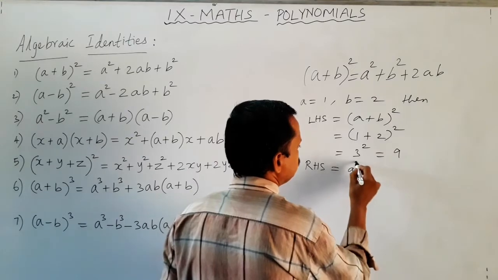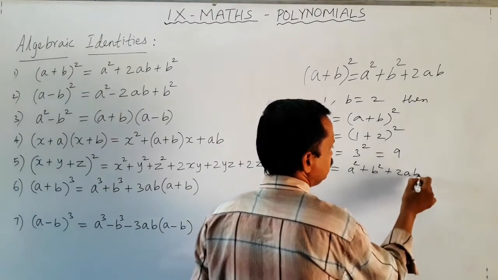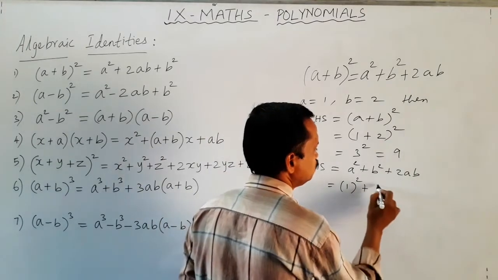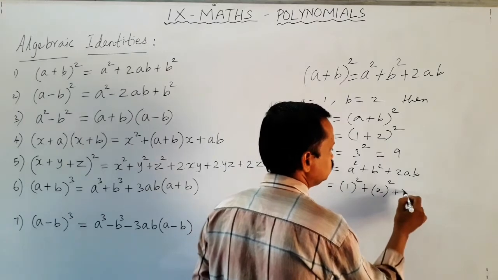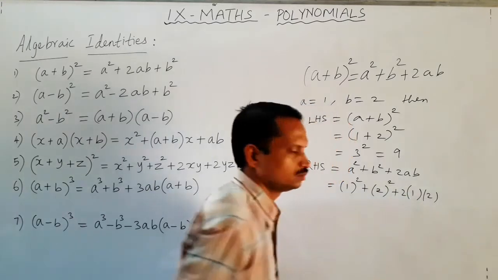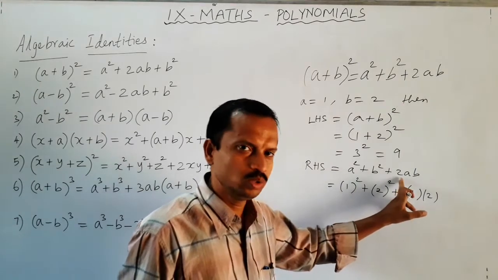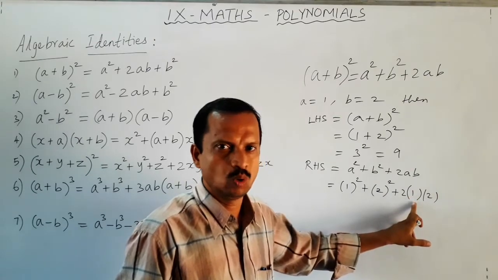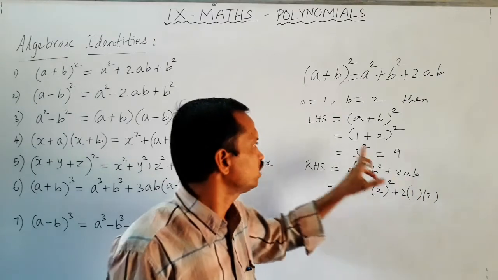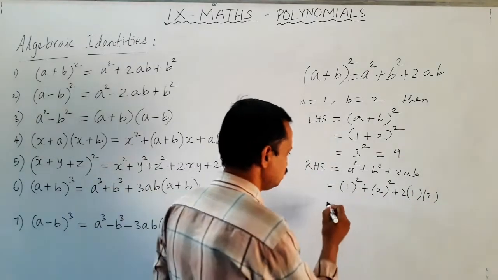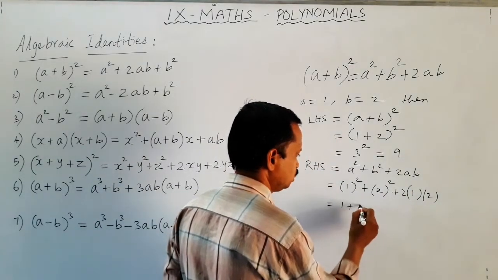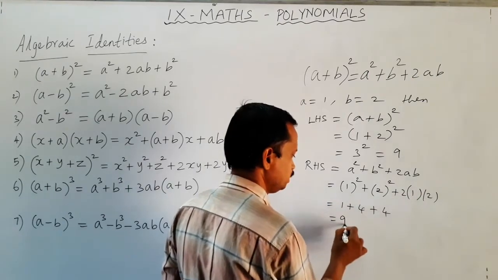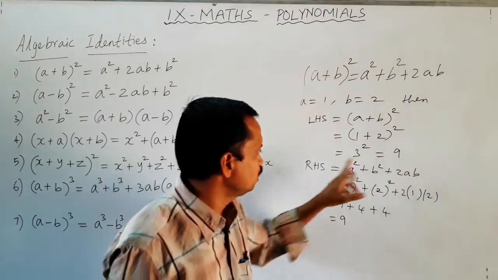Now coming to the right hand side, with A equal to 1 and B equal to 2. So A square plus B square plus 2AB. For A 1, you put 1 whole square. For B 2, you put 2 square plus 2 into 1 into 2. Okay, 2AB means 2 into A into B, together 2AB. So 2 into, for A put 1 and for B put 2. So now 1 square becomes 1 and 2 square becomes 4, and then 2 into 1 into 2 gives 4. So totally 9.